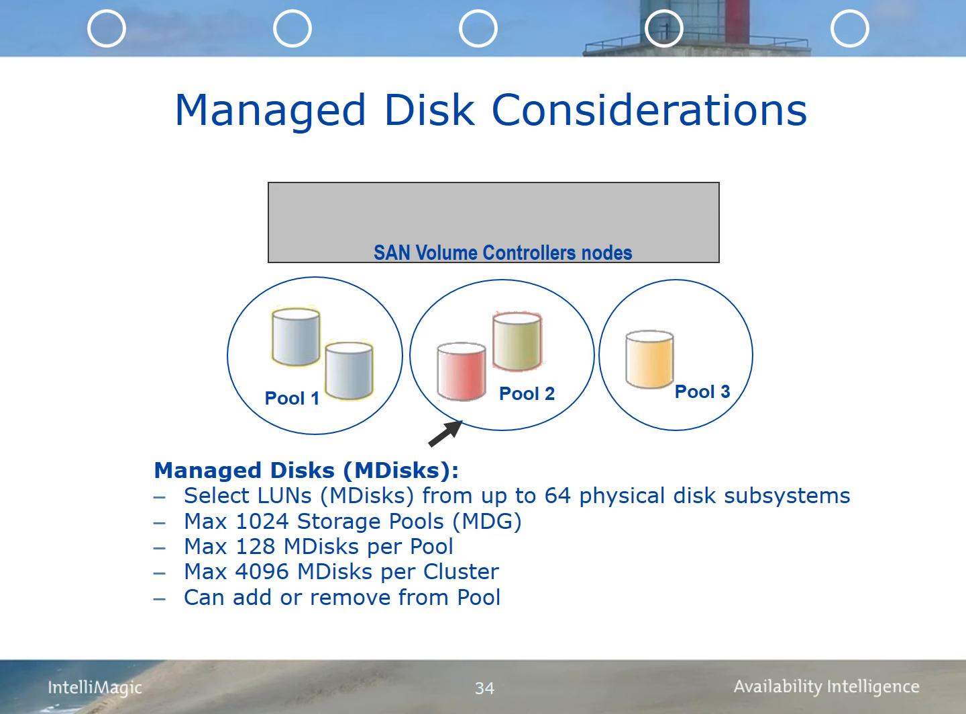There are a few other considerations when configuring managed disks. The number of storage systems that provide storage to SVC is limited to 64. This is not usually a problem unless you are using a very small storage controller that scales horizontally, and each time you add storage, it adds a new controller to virtualize. Another one is there is a limitation of 1024 storage pools. This should never really be a limitation. There's also a limit of 128 MDisks per pool. This should not be a limitation either. And there's a maximum of 4,096 MDisks per cluster. And even in the biggest clusters, this should be enough managed disks.